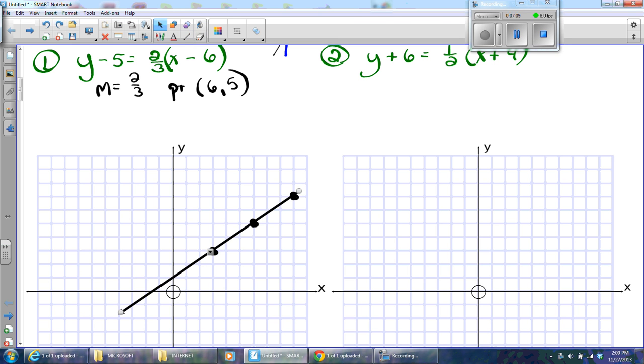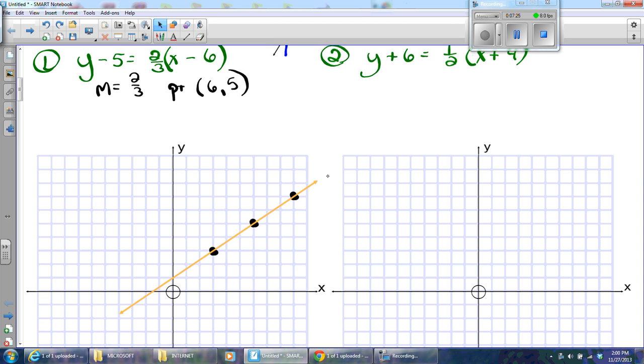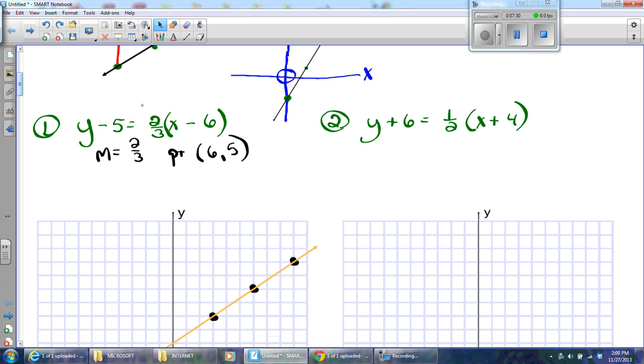It's kind of hard to see the black on black stuff. So while I'm putting an arrowhead on there, I'll change the color. There we go. And there. All right, and there's my line. Okay, let's see how this one works.